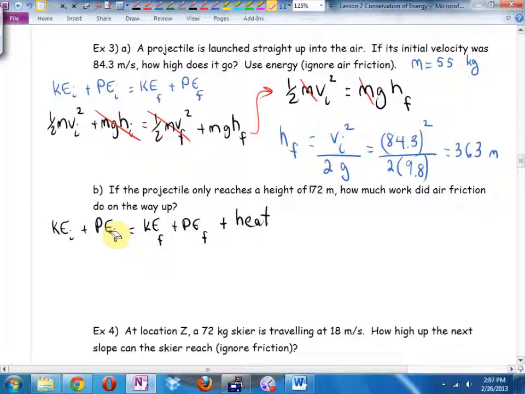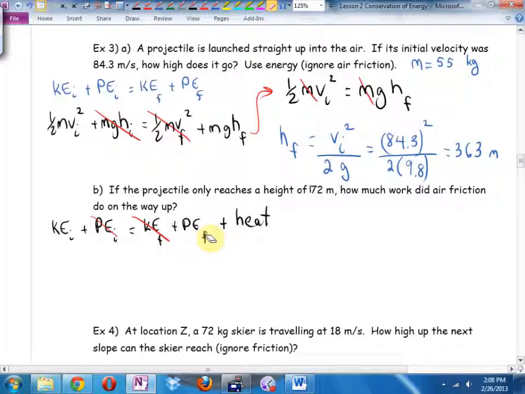probably. Did we start out on the ground in part A? Is part B the same question, but I just told you it didn't go as high as we thought? Are we starting out on the ground? Yeah. Are we coming to a stop at the top for a split second? At the top, are we on the ground? That's a dumb question, but that's not going to cancel.